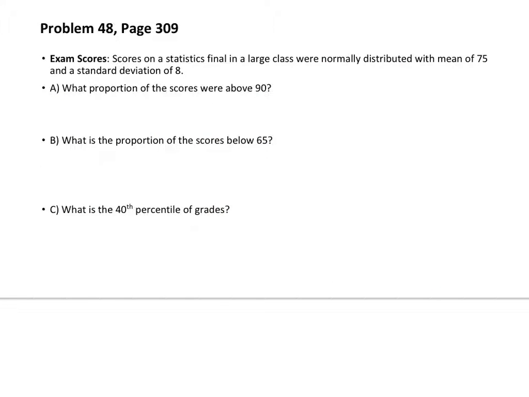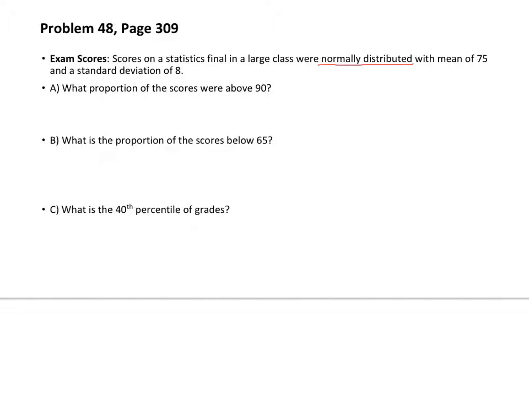Our second problem that we're going to look at is on page 309, problem 48, exam scores. Scores on a statistics final in a large class were normally distributed with a mean of 75 and a standard deviation of 8. Notice that we have to have this phrase in order to use either the standard normal curve from tables, transferring from an x to a z, or we have to use the calculator, the norm CDF function. So now the question is, what is the proportion of scores that were above 90?